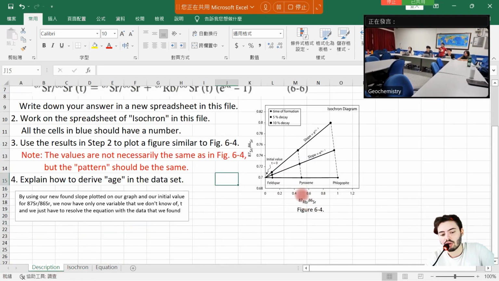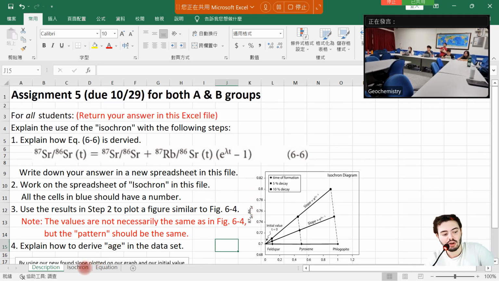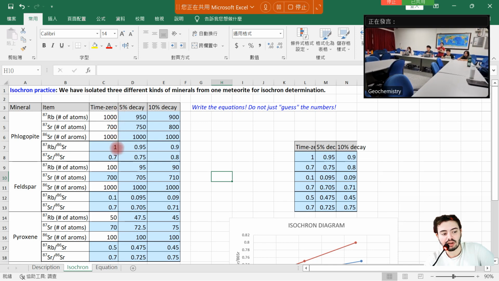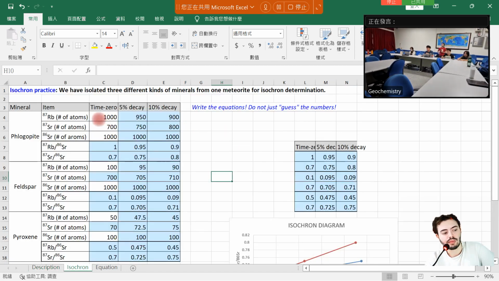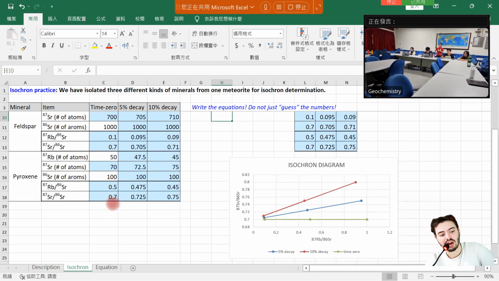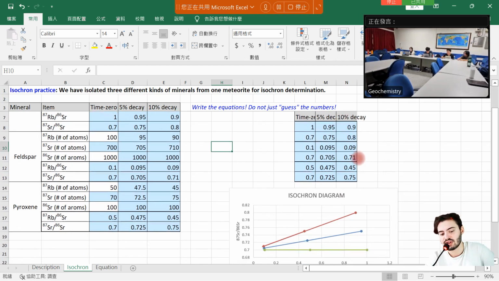I saw that our value for X was rubidium 87 on strontium 86 and Y was strontium 87 on strontium 86. So I went to my table and selected the values of the different minerals, like 3 values. For time 0, I took this one for X, this one for Y. I made it each time. I selected it manually so I can plot it. And I've done the same thing for the 5% decay and 10% decay.